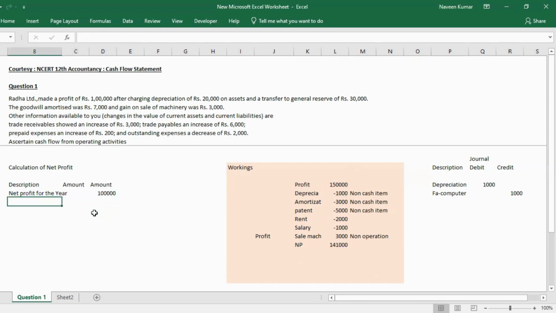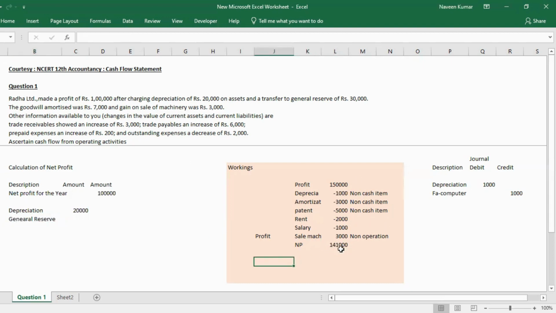So now what you have to do is add back whatever is a non-cash item. For example, they are telling depreciation. So depreciation 20,000. Then this general reserve. What is general reserve?